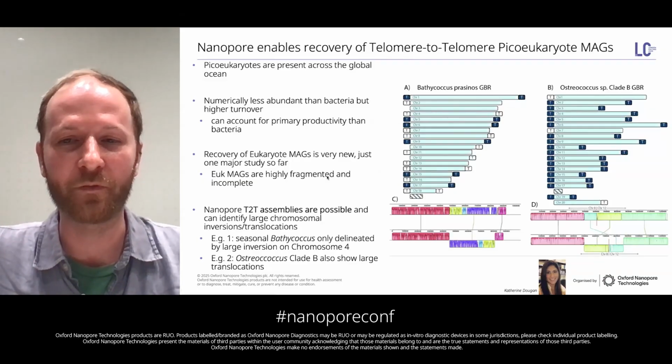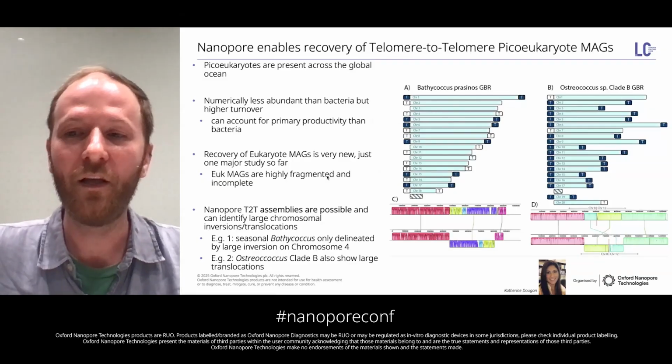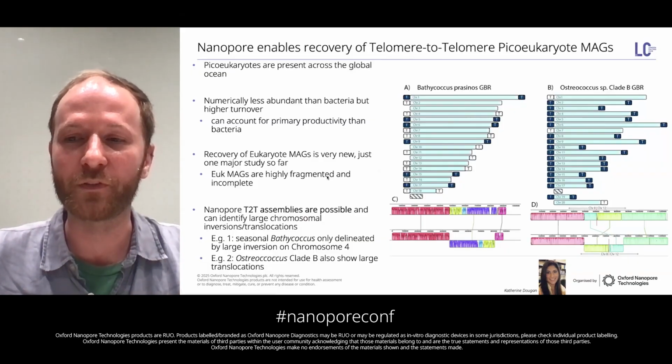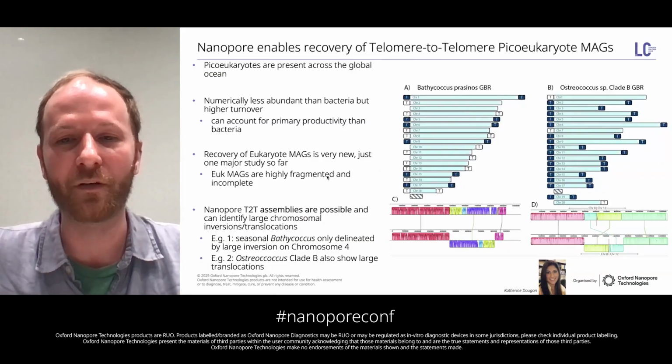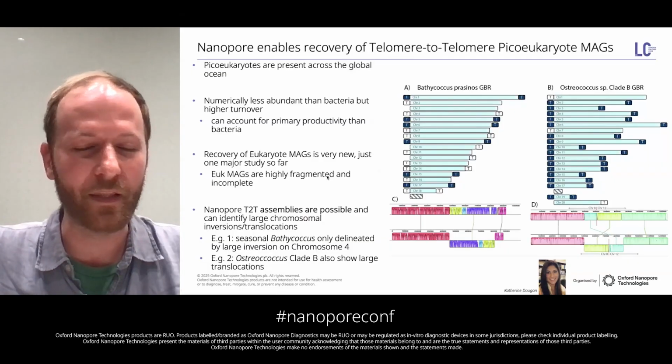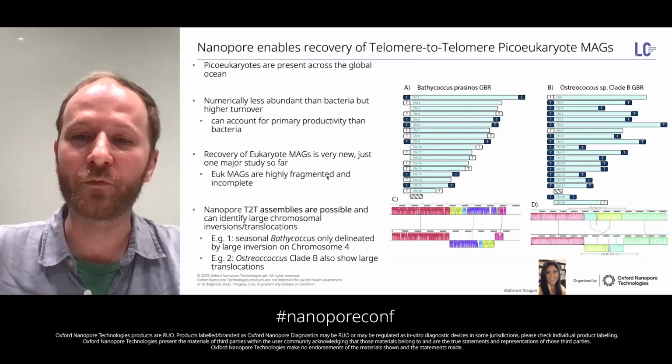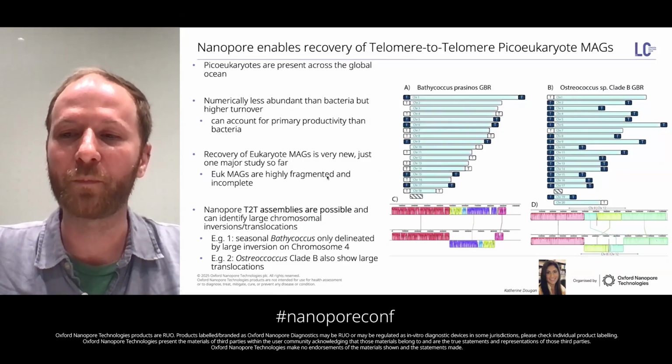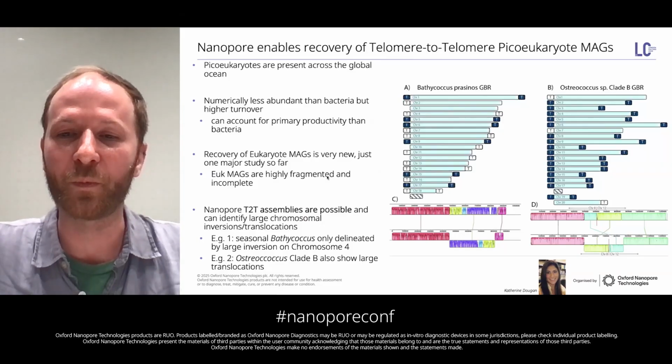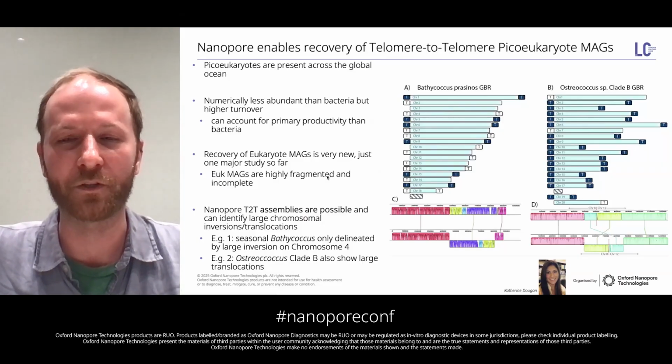The same sort of structural variation occurs in Bathycoccus as well, where we have two variants, and one shows a 350 kb inversion on chromosome 4. And we wouldn't be able to see that without nanopore. The recovery of eukaryote MAGs is pretty rare at this point, but we're hoping that these results encourage more people to look into sequencing of uncultured taxa.